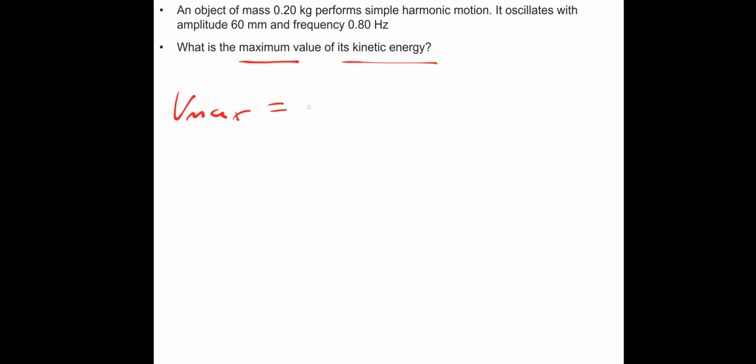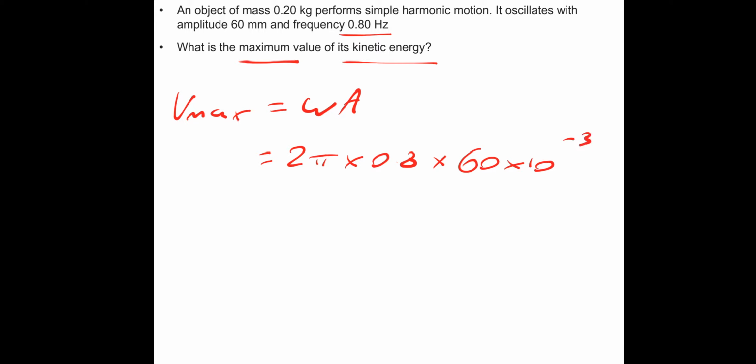Vmax is omega A. We've got frequency, so we're going to do 2 pi f. So 2 pi times the frequency 0.8, multiplied by the amplitude, 60 millimeters, so 60 times 10 to the minus 3. That gives a Vmax equal to 0.3016 meters per second. The reason I've used this many significant figures is because it's an intermediate calculation and we've yet to find the kinetic energy.